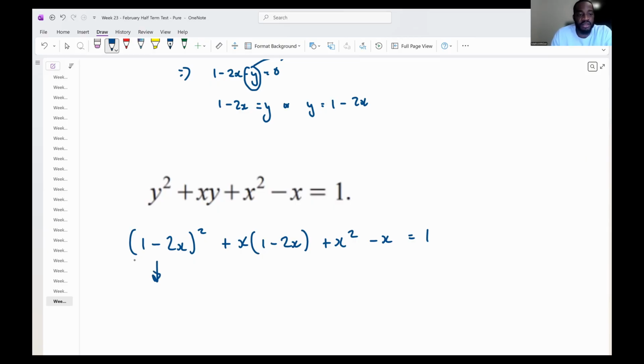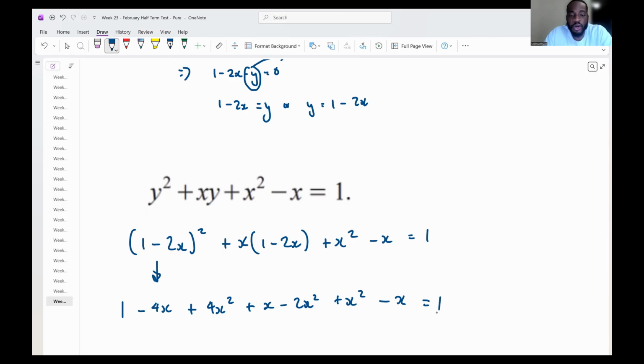Expanding this, that's going to be 1 squared, right? Minus 2x all squared is going to be a plus 4x squared. And then 1 times minus 2x is a negative 2x, then you double it, so it's going to be minus 4x there. So that's the expansion of that. You can obviously just do it in double brackets, that's fine as well. That is going to be an x, a minus 2x squared, a plus x squared, a minus x. That's going to equal 1.